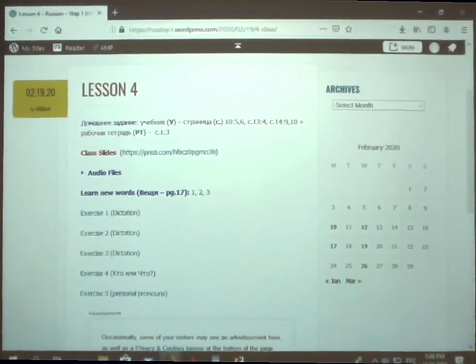Today it was the last exercise to do, and more exercises and homework, домашнее задание, you can find on the website. Домашнее задание in textbook, учебник, and in рабочая тетрадь, additional book with exercises. Also you have the class slides, you have audio files, and you have additional exercises to do when you have time.